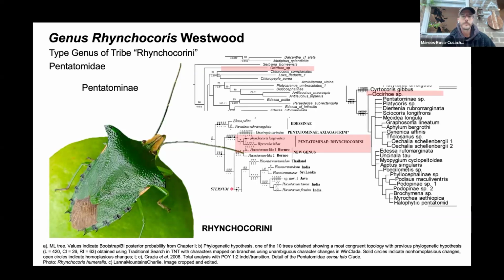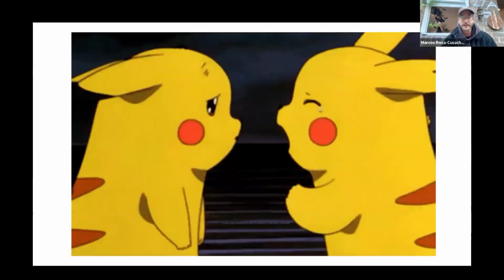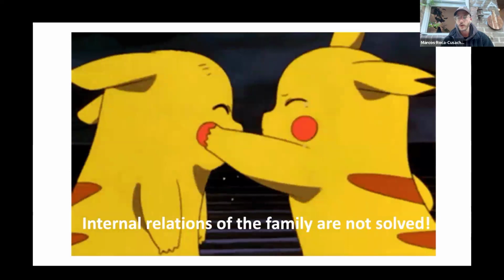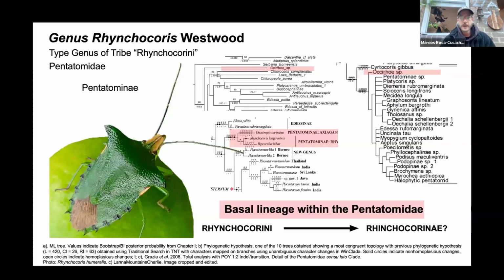As I was saying, the genus has not been placed, at least at the molecular level, into a phylogeny, but some of its relatives have been included in molecular phylogenies, and the group has been included in molecular, morphological, and combined analyses. But we know at this stage that the internal relations of the family are not solved. It's something that I've been talking about all the time. However, what we are consistently finding with multiple lines of evidence is that the Rhynchocorines, if you might accept me saying, always appear as a basal lineage within the family Pentatomidae.